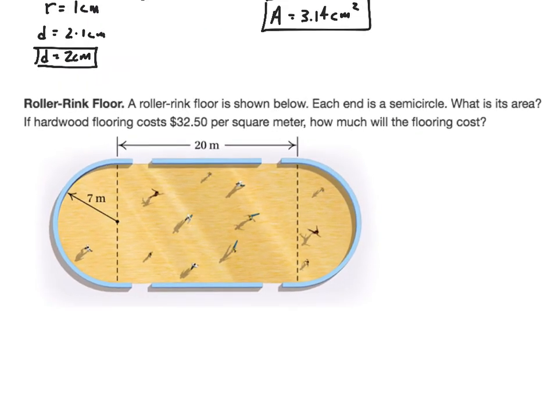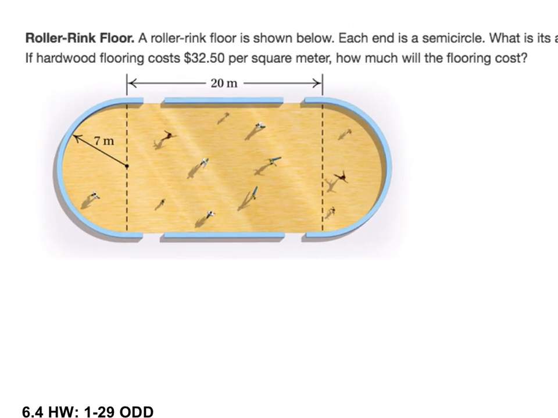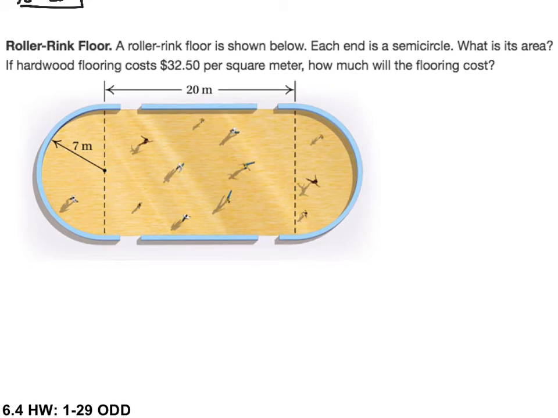Okay, this one is kind of tricky, the roller rink floor. On this one, it says a roller rink floor is shown here, and these are really fun to go to. If you've got rollerblades or roller skates, I don't know if you do, but it's a good time. Each end is a semicircle or a half circle; semicircle and half circle mean the same thing. We want to find out what's the total area here, and if hardwood flooring costs $32.50 per square meter, how much will the flooring cost? So let's take a look here.